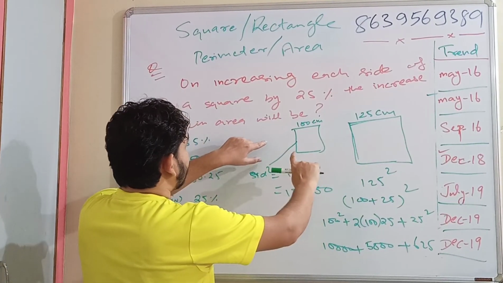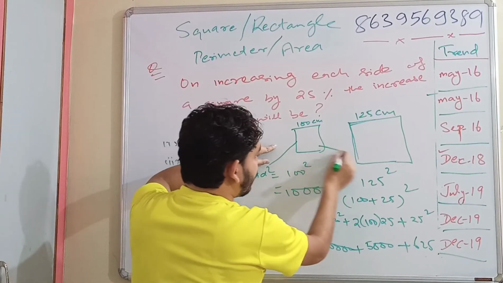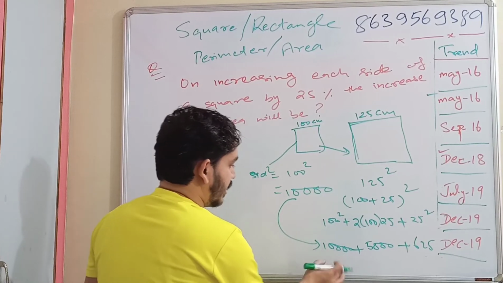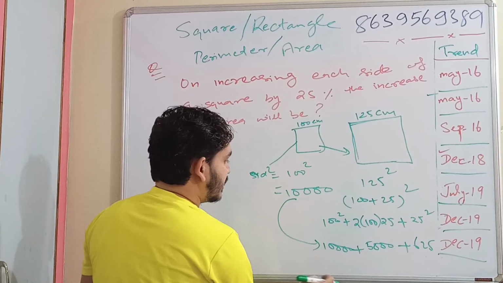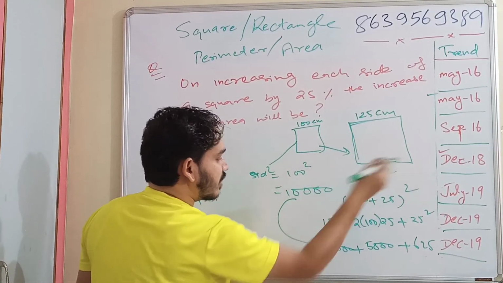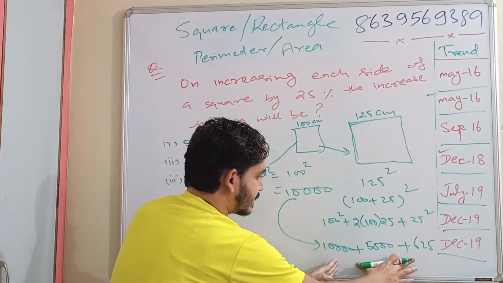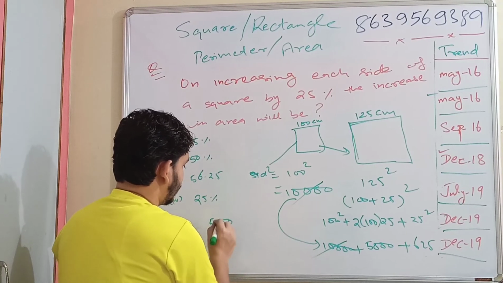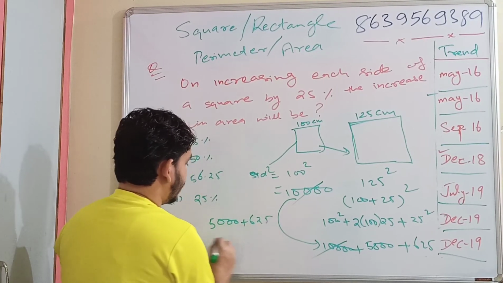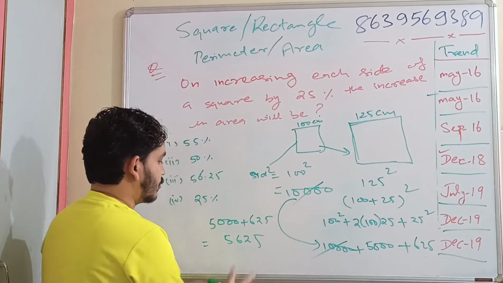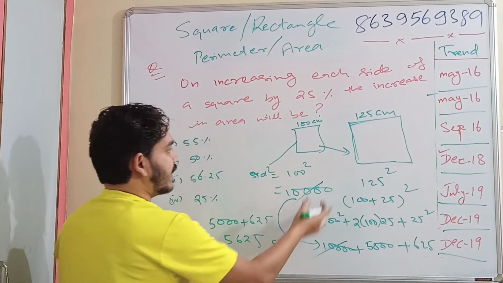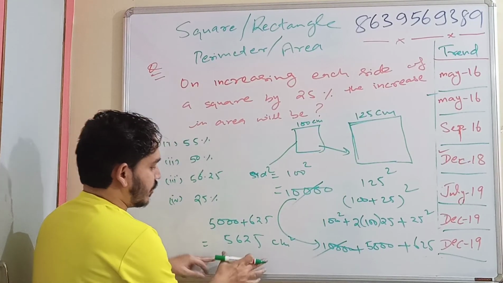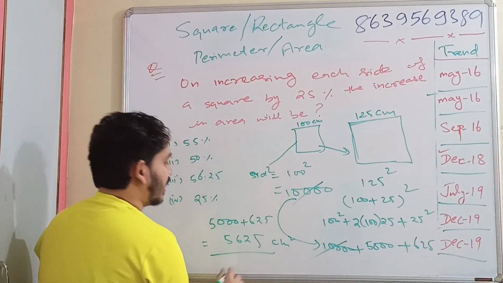Now it's asking by how much percent the area will increase. So the area has increased from here to here. To find the percent increase, we need to subtract the initial value from the final value. Now if you subtract, the 10000 minus 10000 will get cancelled. What will remain is 5000 plus 625, that is 5625. So this centimeter square is the increase from initial to final. That increase is asked in percentage, so this is the increase over the initial value.